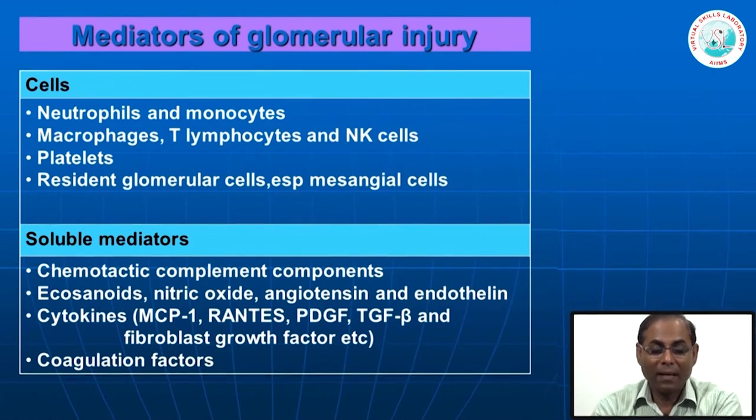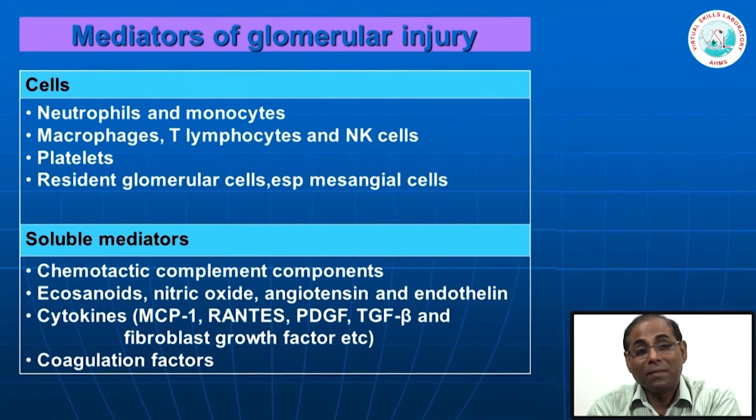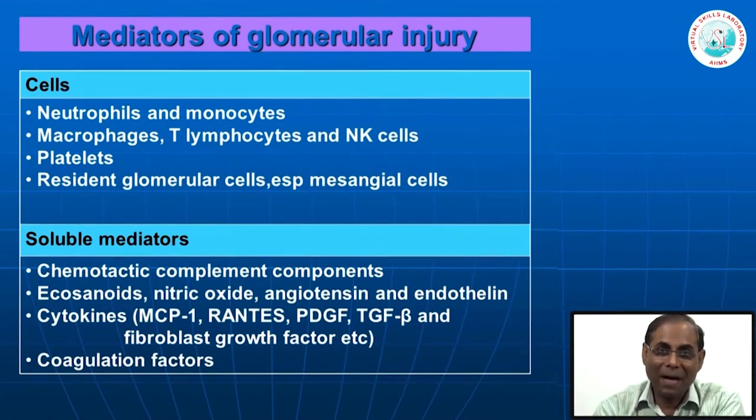Now, there are soluble factors like the complement components. C5a is highly chemotactic for the neutrophil, and similarly the eicosanoids, nitric oxide, angiotensin and endothelin. There are several cytokines which cause glomerular injury: MCP-1, RANTES, PDGF, TGF-beta, and fibroblast growth factor. In fact, many of them are pro-inflammatory, many of them are pro-healing. The pro-healing ones cause fibrosis, and as we have seen, if there is fibrosis in the glomerulus, it cannot be reverted back. So, if there is TGF-beta upregulation, it can cause more fibrosis of the glomeruli. That obviously causes glomerular injury, and it will fail to reverse back to the normal glomerular structure and function. Similarly, coagulation factors can be activated in pro-inflammatory conditions, and that can cause glomerular injury.